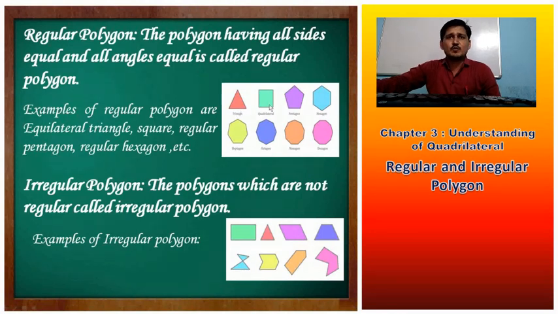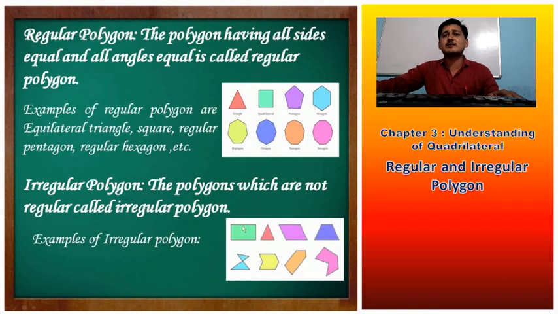In the same way we have a square here. This is a pentagon, hexagon. These are all regular polygons. The next topic is irregular polygon. So what is an irregular polygon? The polygons which are not regular are called irregular polygons. We can see here I have taken one figure, a rectangle. In a rectangle we will find all the angles are equal.